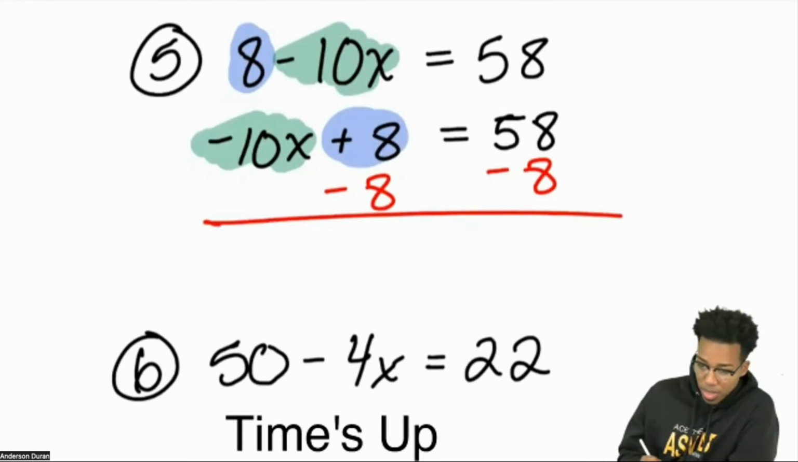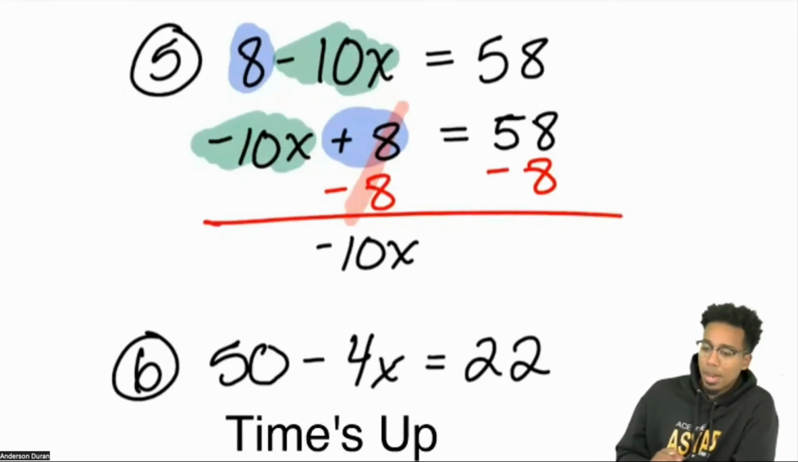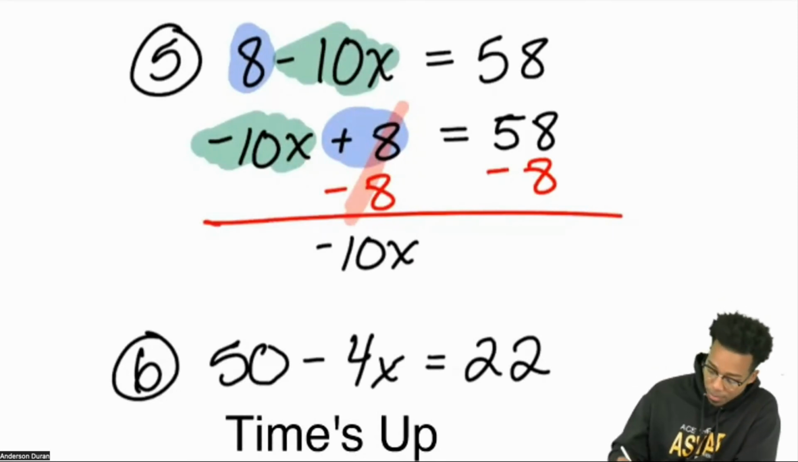So with that, yep, we're going to subtract 8 on both sides to give us -10x. This cancels here. And 58 minus 8, everybody, is what? 58 minus 8 is 50.